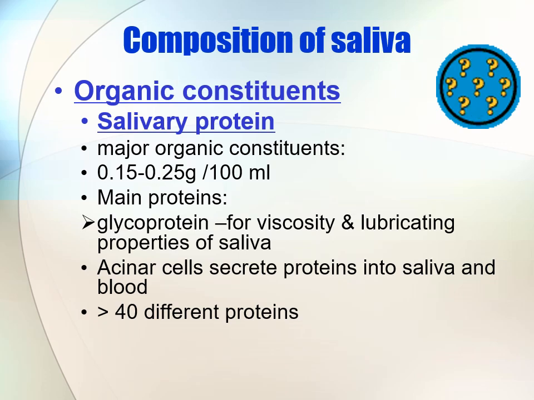Now look at saliva compositions. In the organic constituents, the main organic constituent is salivary protein, which makes up 0.15 to 0.25 gram per 100 ml. The main protein found in saliva is glycoprotein. Glycoprotein's function is for viscosity and lubricating our oral cavity. Those proteins are secreted by the acinar cells. We can secrete more than 40% of different proteins into the saliva and the blood.